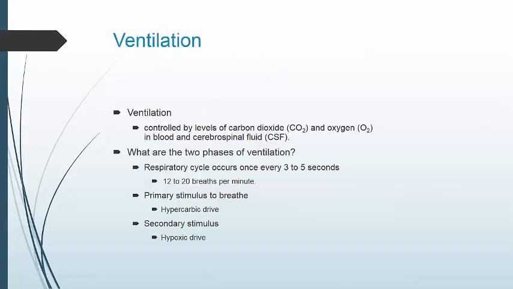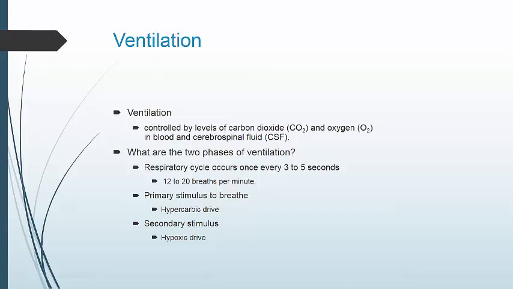Ventilation consists of 2 phases, both inspiration and expiration. Inspiration is an active process, so it requires energy. And it will actually begin with the signal from the brain to breathe. This signal originates from stimulation of chemoreceptors in the respiratory control centers in the medulla oblongata, in the brainstem. That's going to be your primary stimulus to breathe. Now you also have a secondary stimulus to breathe. The primary typically is referred to as the hypercarbic drive, and the secondary stimulus is probably one that is familiar to you, but it's called the hypoxic drive, and we will talk more about that in a few minutes.